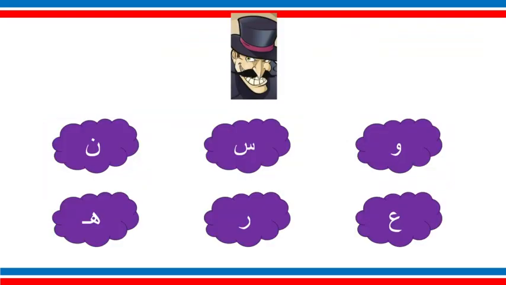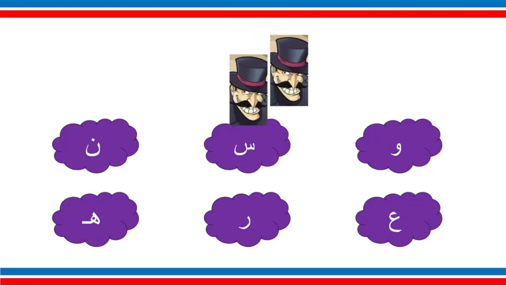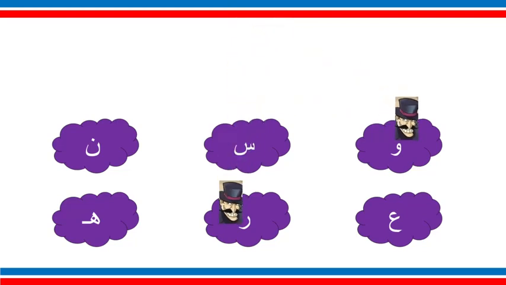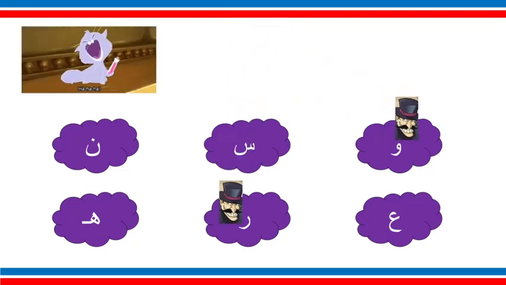Next question. We have these six letters. Which letter is a prank letter? Think. Pause the video. Okay, now we have these two letters, wa and ra. Both are prank letters. I didn't say it should be one letter only.